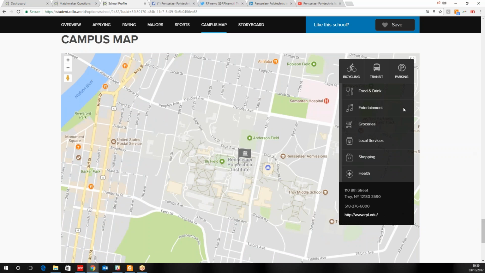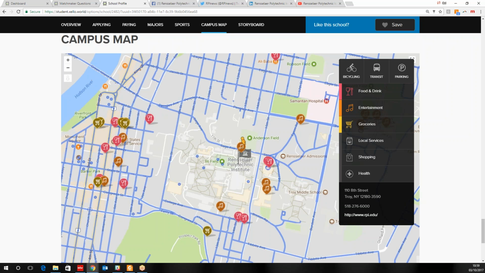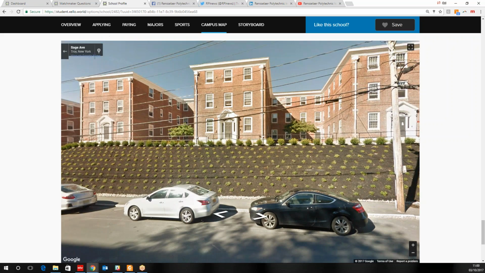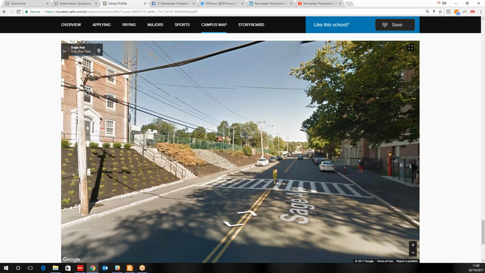They can actually do a virtual tour of these campuses now and start to look at what it's going to be like: food and drink, entertainment, groceries. And this is Google Maps. So what I can do is drag and drop, and I am on the campus.